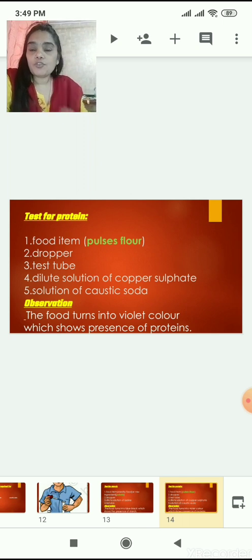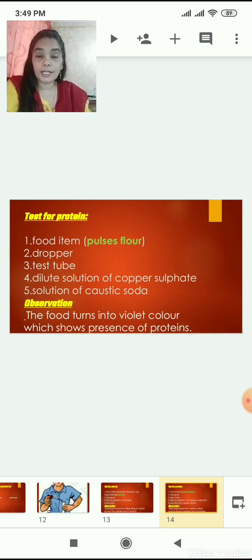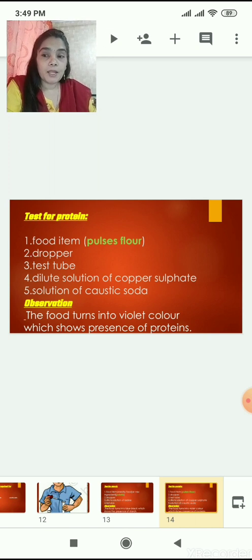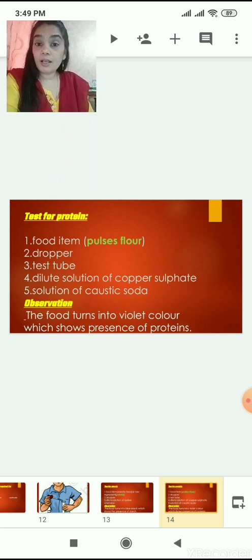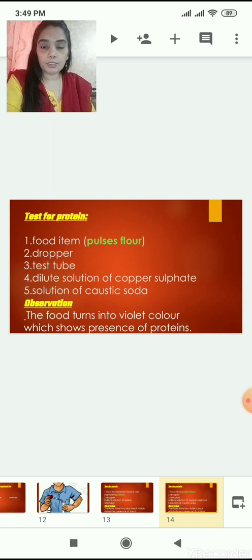Next one is test for protein. We are going to conduct the test for protein. Now again, take a small quantity of a food item for testing. If the food you want to test is a solid, you first need to make it a paste or a powder. That is why we have kept ready gram flour. Flour is a powder. Yes, gram flour, atta. We call it atta. So the food item is ready.